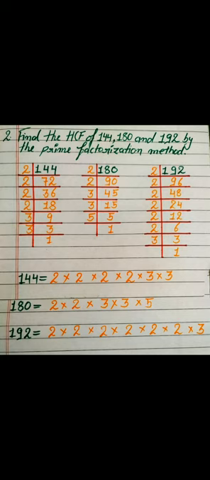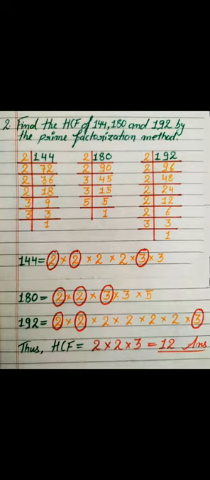Now we will see which factor is common in all the three prime factorizations. As we are seeing here, first this 2 is common in all the three, so we will encircle these and write it once. Again the next 2 is also common in all three prime factorizations, so we will encircle these 2 and write it once. Now the next 2 is common in only the first and second, so we can't take it, because the factor should be common in all the three prime factorizations.